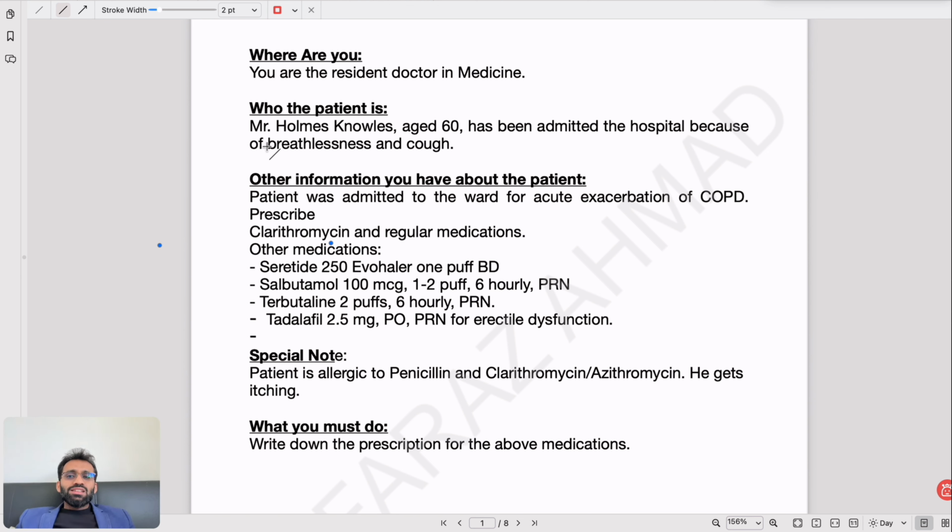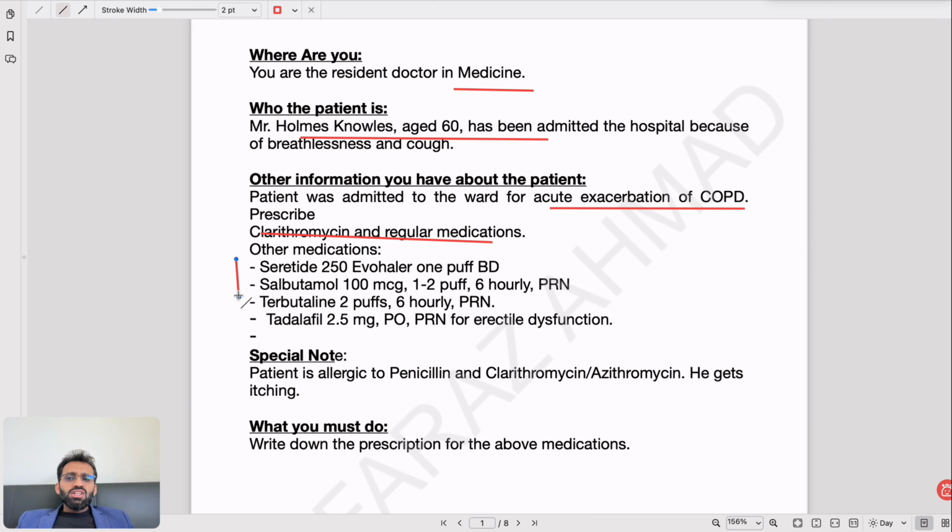So in this slide, let's start writing. You are a resident doctor in medicine. Mr. Holmes is the patient, 60 years old, coming to the hospital with this problem, and the patient was admitted in the ward. Diagnosis is acute exacerbation of COPD. So you are going to prescribe clarithromycin and the regular medication. This is the main task.